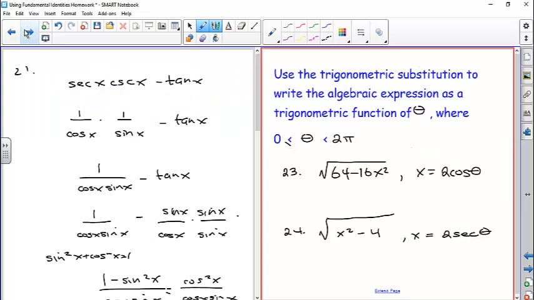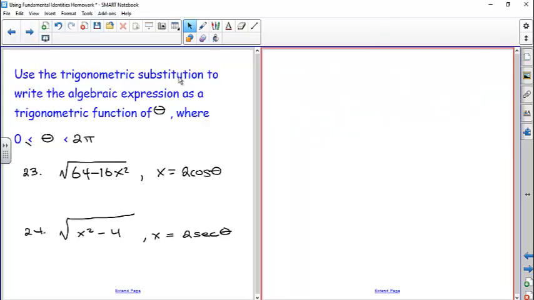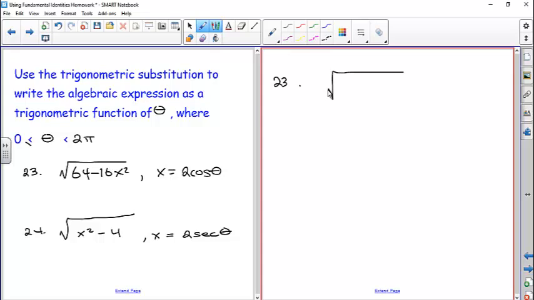Use the trigonometric substitution to write the algebraic equation as a trigonometric function of theta, where theta is between 0 and 2 pi. Okay, so let's see what we're going to do here. We're going to substitute x here into the square root, and then see if we can use anything to simplify this. So you get 64 minus 16 times x, which is cosine of theta, squared.